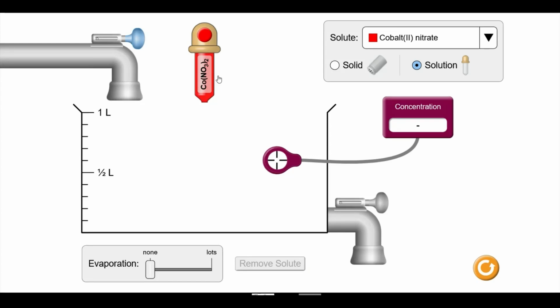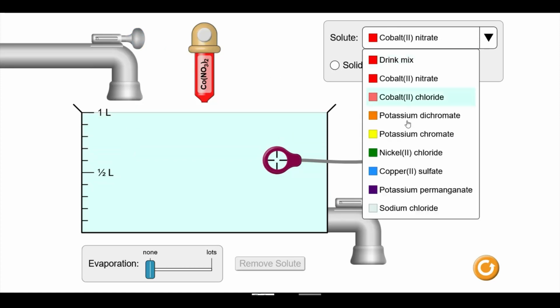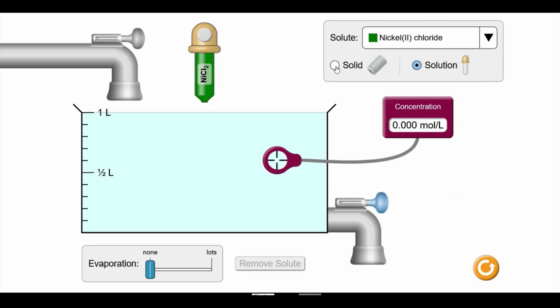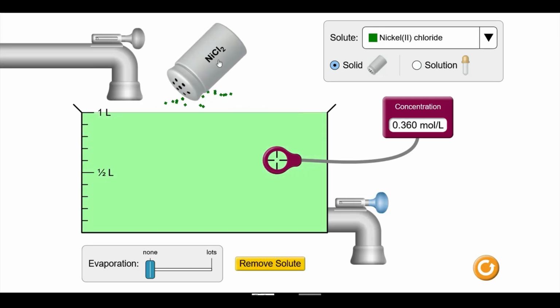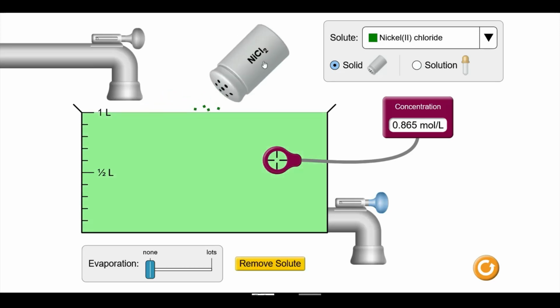In part B of the experiment, you will look at the concept of dilutions. The experiment is performed by filling the container to the 1 liter mark with pure water from the top valve. You can then select any one of these solid chemicals and shake in some of the compound.